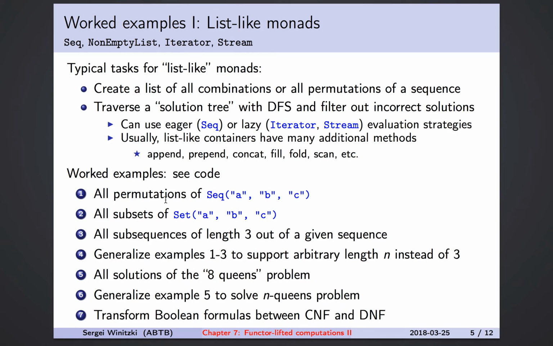So the last example for the list-like monads is a slightly different problem that I found quite interesting. I worked on it some time ago when I was implementing another open source project. I found that I have to transform Boolean formulas from disjunctive normal form into conjunctive normal form. So CNF is conjunctive normal form. And I found that this transformation is very simple if you formulate it in terms of the list monad. So let me show you the code.